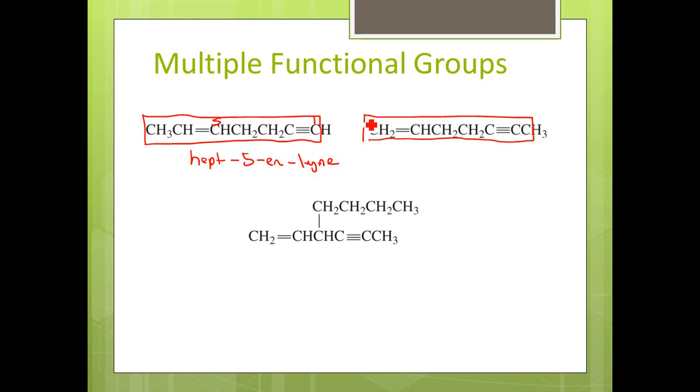Now, since it doesn't take priority on the next one here, the double bond's going to be the lowest number because it starts on that 1st carbon. It's another heptene-yne, but now it's hept-1-ene-5-yne.